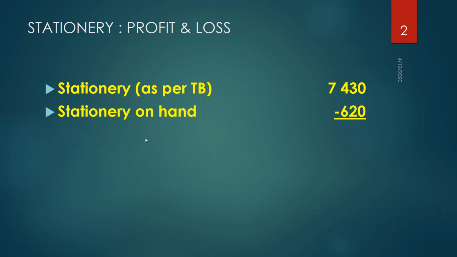be taken to stock. So when we determine stock that will be taken to the balance sheet, it will also consist of an amount of 620 relating to stationery on hand at year end. The amount that will be taken to the income statement or profit and loss will be 6,810 and is derived by taking the stationery as per the trial balance and deducting the stationery on hand.